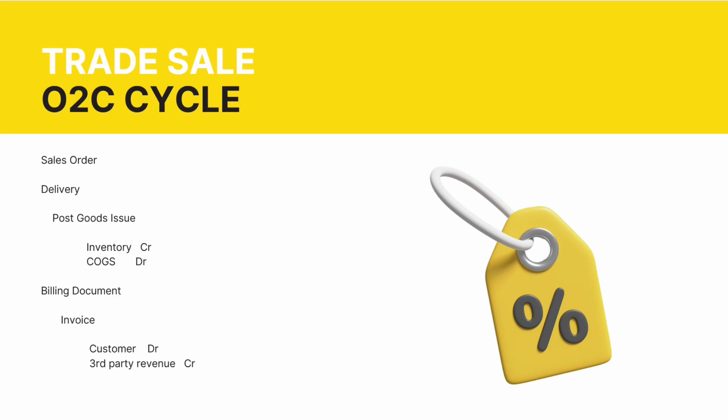So this is an example of a typical trade sale which follows an O2C cycle, order to cash. We post a sales order in the system and then the SD team will create a delivery for that. And at the time of delivery, a goods issue is created, which means a post goods issue is done, which is having accounting impact. Inventory is reduced, so inventory is credited and the COGS account is debited. And after that, a billing document is created for which an invoice is posted and we have the customer debit and the third party revenue is credited. This is a typical O2C cycle.